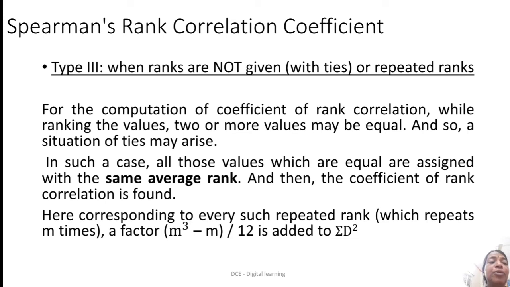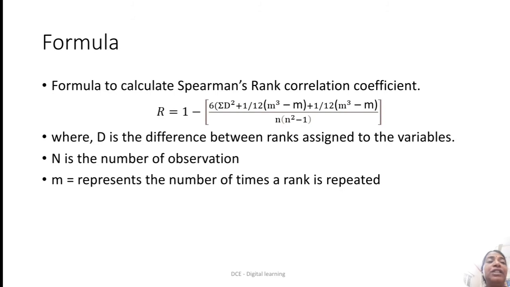Corresponding to each such repeated rank, you have to add a correction factor, that is m cube minus m divided by 12, to summation d square. So the correction factor here is m cube minus m divided by 12. This correction factor needs to be added to summation d square. So the formula will change by adding the correction factor. Now if you see the formula, it remains the same, but here we have added the correction factor.